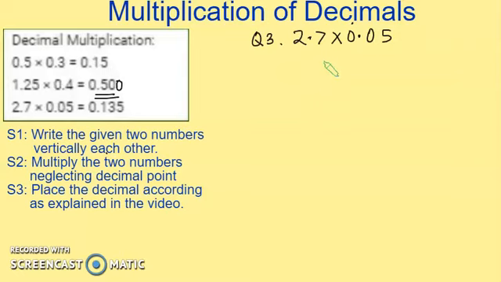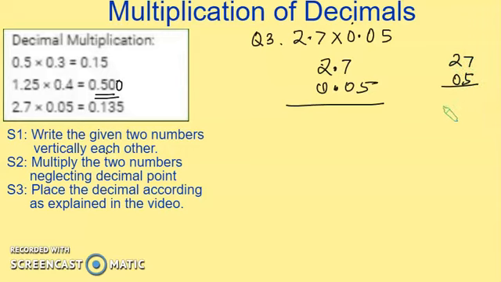Now here is our third question, 2.7 times 0.05. So first write them below each other vertically, 2.7, 0.05. Now consider them, or neglect the decimal that you can see here. We just have to multiply 27 and 5. So multiplying 27 and 5: 7 5s are 35, 3, 5 2s are 10, and 3 is 13. That gives you 135.